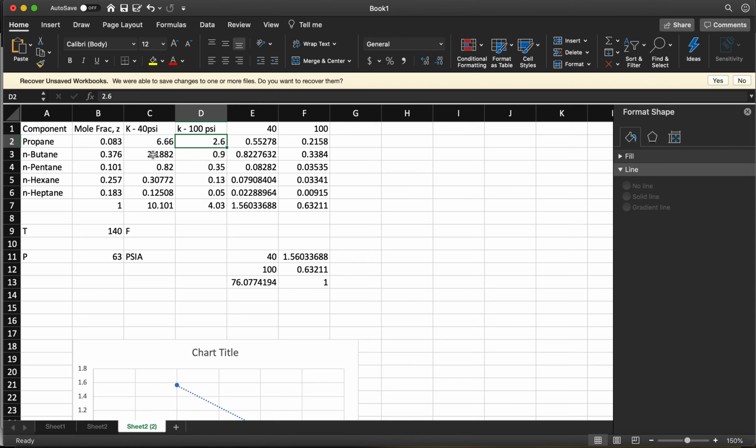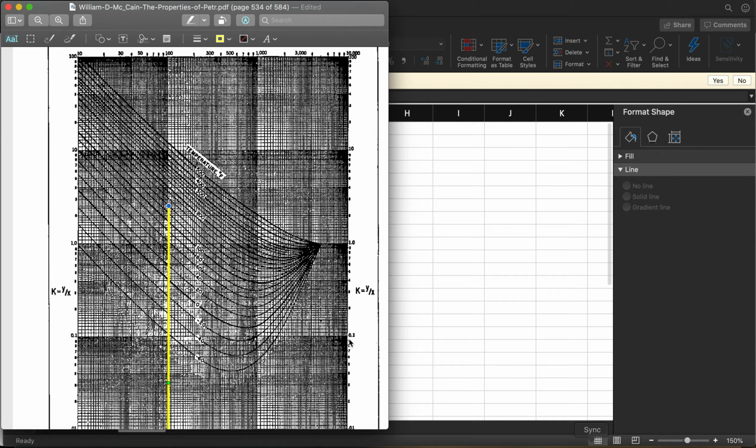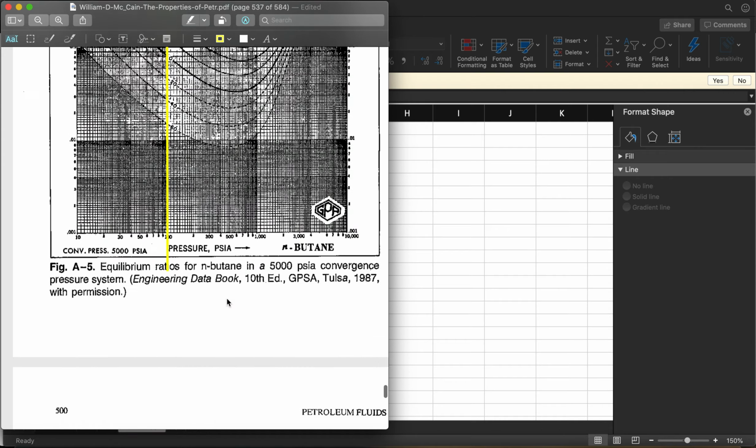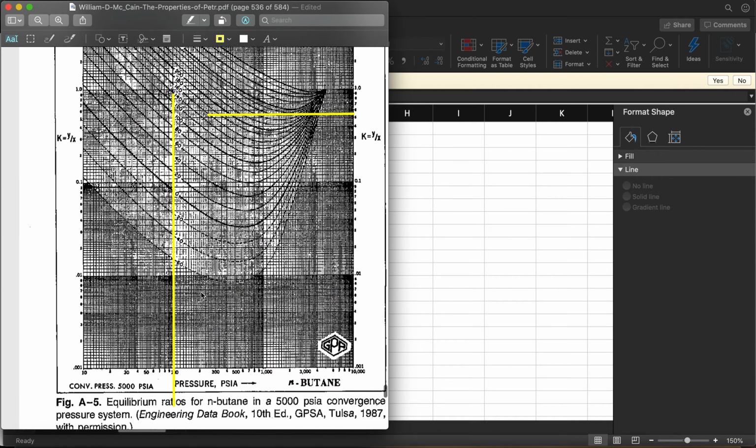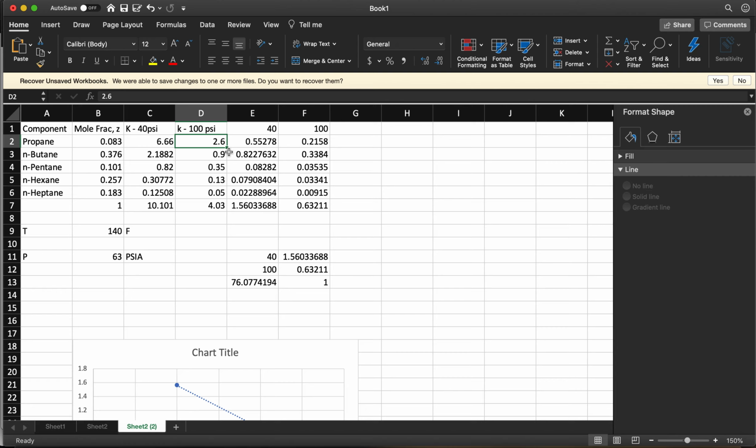So you keep going through, do the same thing with the butane tables. Already did that. But you'd go to the butane tables, do the same thing. Find the value at 40, find the value at 100, type those in. Same thing for the next pentane table. Same thing for the hexane. And then we can add them up just like the same.